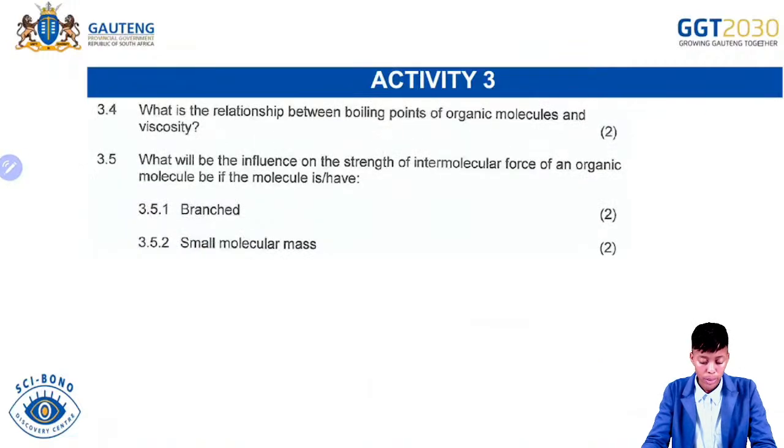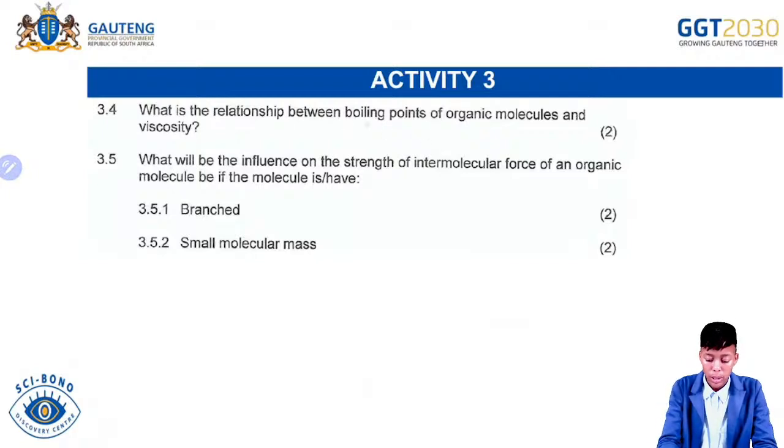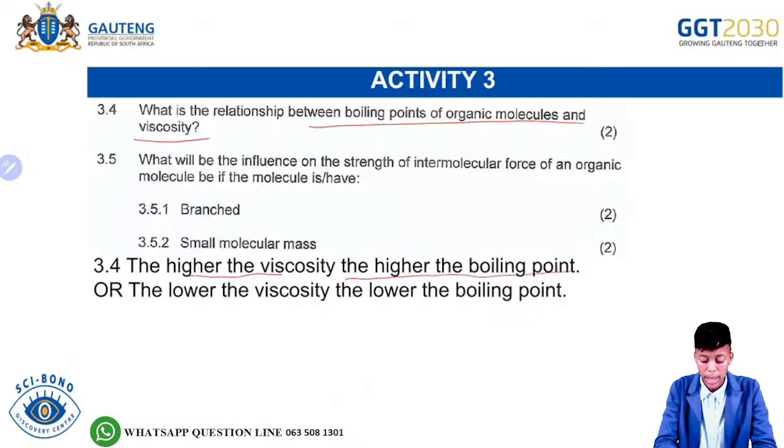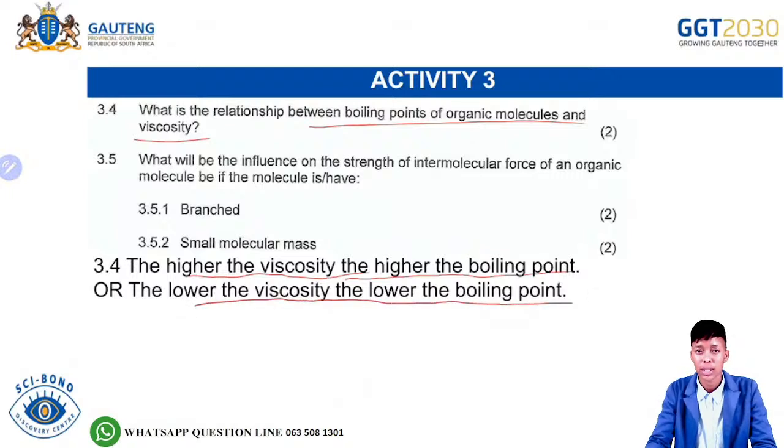Then 3.4 says, what is the relationship between the boiling points of the organic molecules and the viscosity? So it says here, the higher the viscosity, the higher the boiling point. Or the lower the viscosity, the lower the boiling point. So they go hand in hand.